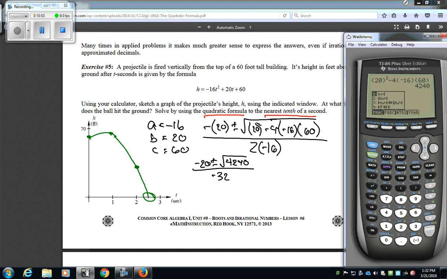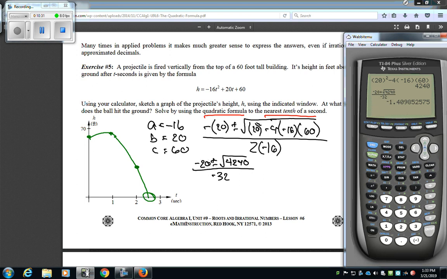Do alpha y equals for a fraction. So I got negative 20 plus radical 4240 over negative 32. And that one gives me an answer of negative 1.4. Well, that's not it, because I had to get something between 2 and 3. So I'm going to do negative 20 minus. I got to clear that out, forgot my fraction.